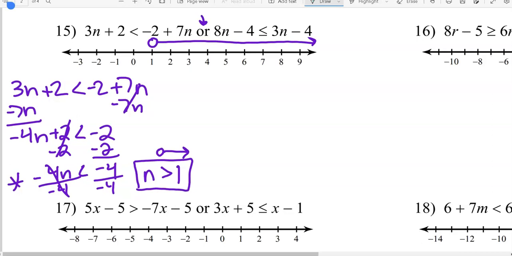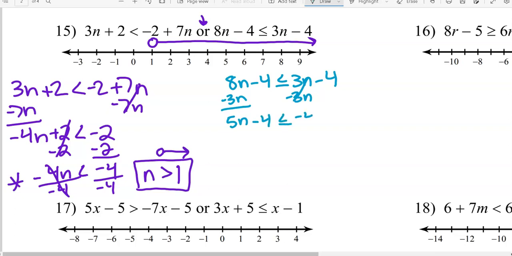Our second inequality is going to be 8n minus 4 less than or equal to 3n minus 4. Tell me what to do first. Subtract the 3n. Good. Bring my variables over to the front. 8 minus 3 leaves me with 5. Everything else is the same.